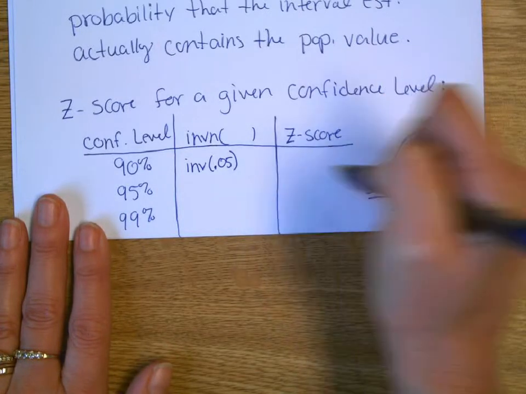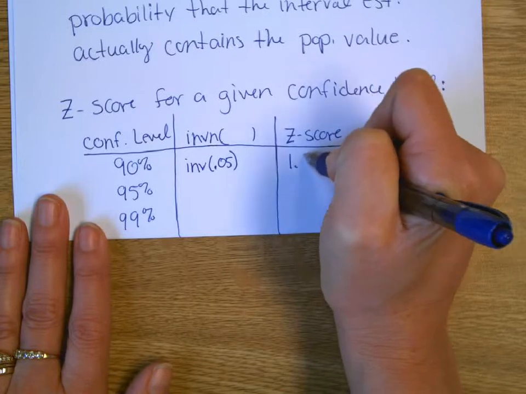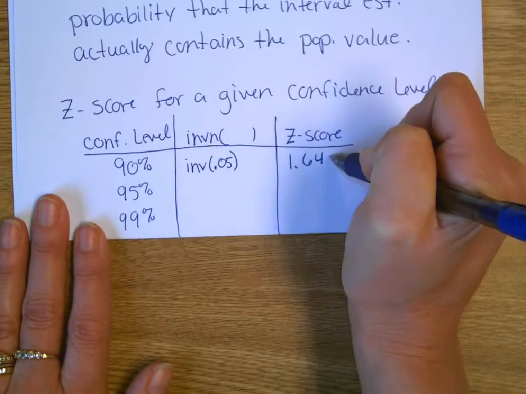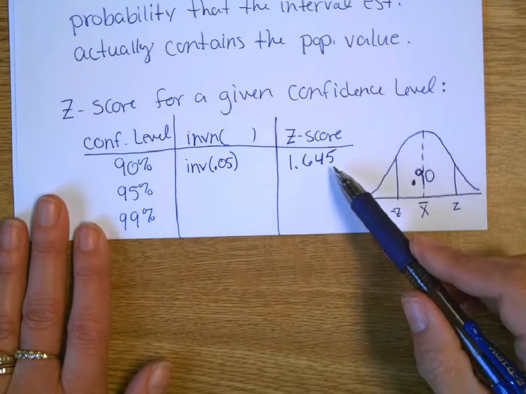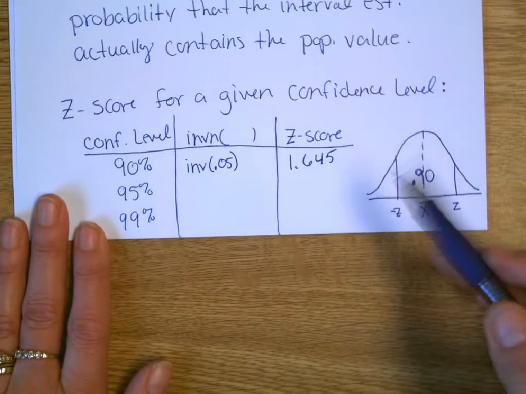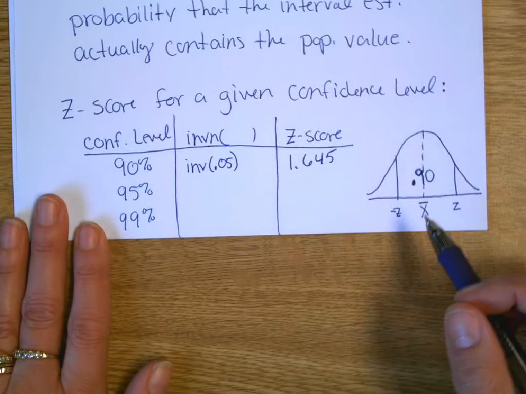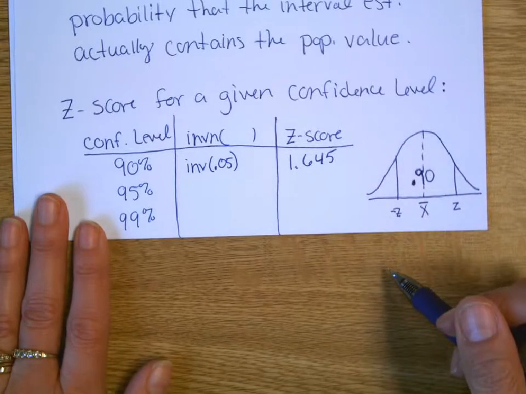So you get the negative, but we're going to keep the positive. 1 point what? For some reason, the book goes out 3 places on this z-score. I don't know why, but if you want to match the answers in the book, you're going to go out 3 places here.